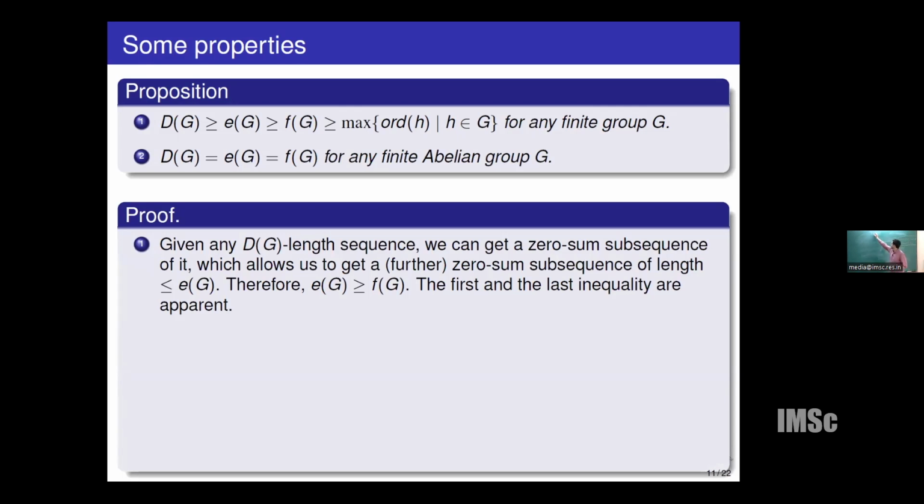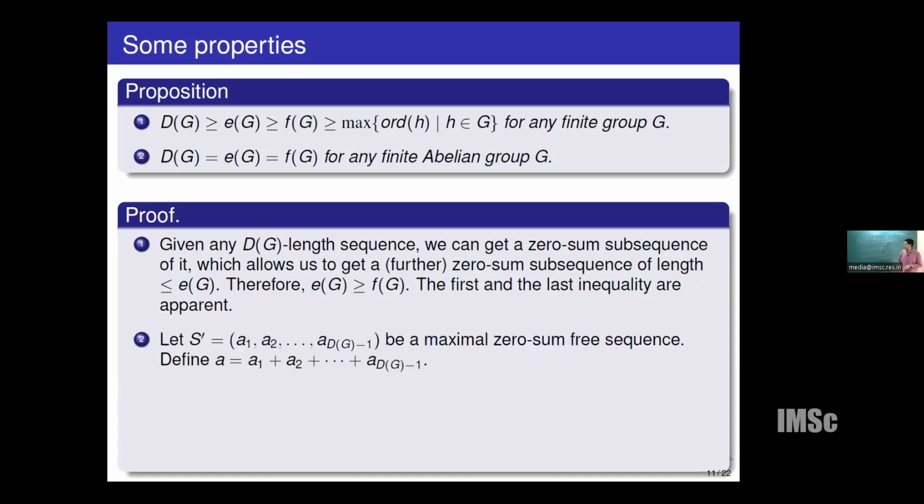So let's say I have the order of H is equal to n. Then if I take a sequence, no matter how long, which only consists of H, then the only way to extract a zero sum subsequence of it is to take at least an n-size sequence, right? Because you just have copies of H, so it will be just n times H is 0. So therefore, Fg will be greater than or equal to the maximum of the order, and Dg is greater than or equal to Eg is also fairly simple to see.